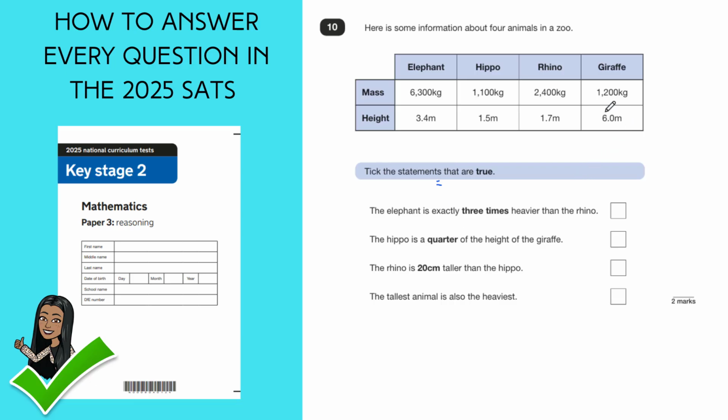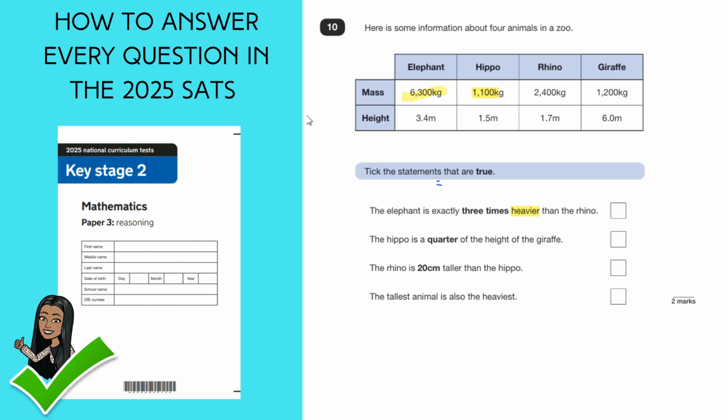one answer that's correct. The elephant is exactly 3 times heavier than the rhino. So we would go to the elephant and the rhino. And it's heavier, so we'd be looking at mass. 3 times heavier. Now, you should be able to do that mentally. 6,300 is not 3 times 1,100. You could do that in your head. 1,100 times 3 is 3,300. If you need to calculate it, you could do 6,300 divided by 3 or 1,100 times by 3. If it doesn't equal the other animal, then you know it's not correct. So that one is not correct.